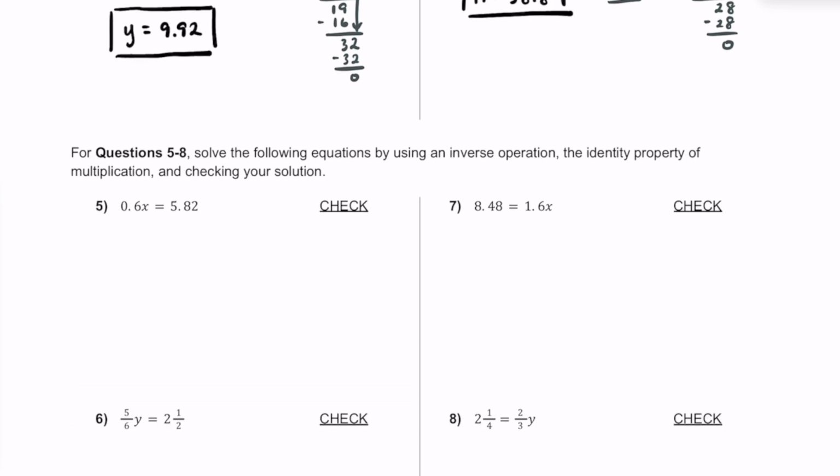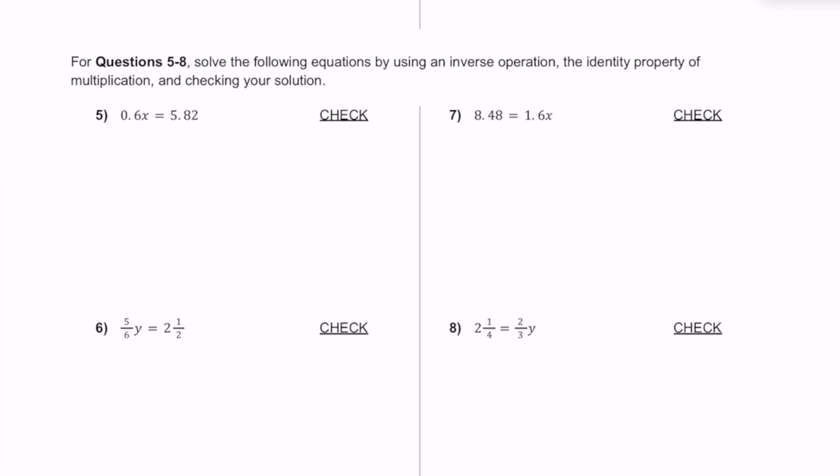All right, let's check out questions 5 through 8. This time we're going to solve each of these equations. Specifically, we're going to use an inverse operation, and then we'll use the identity property of multiplication. And then let's also check our solution to make sure it makes sense.